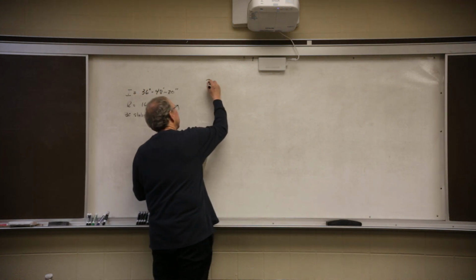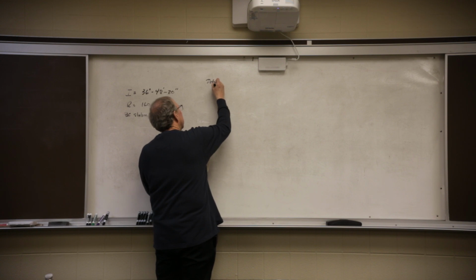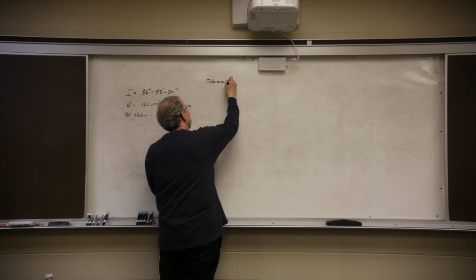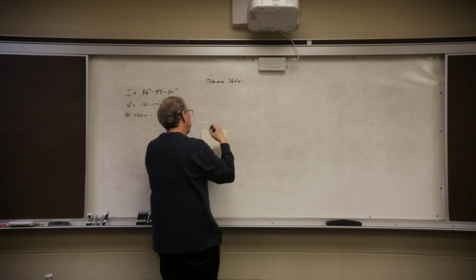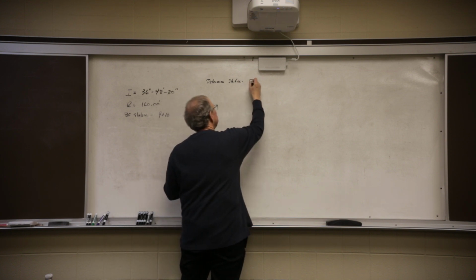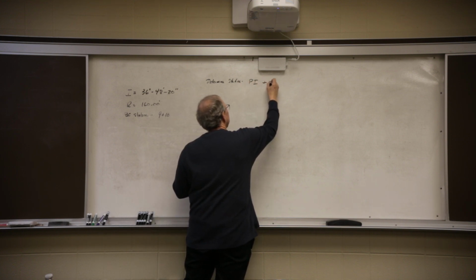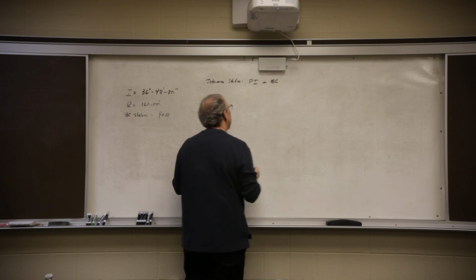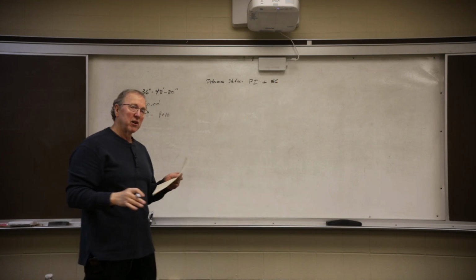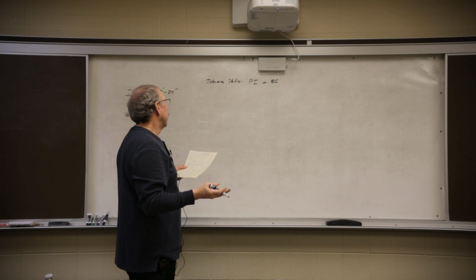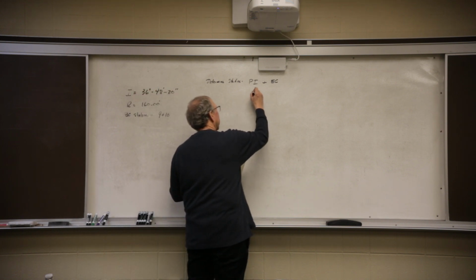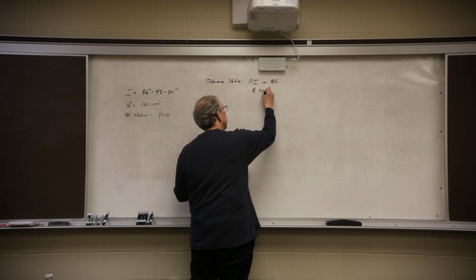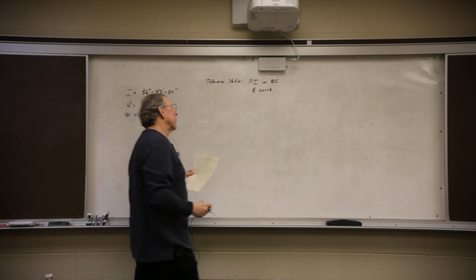So first thing I'm going to do is determine stations of the PI and the end of the curve. And I'm also going to find the station of the middle of the curve. So I'm going to put here center line of curve. So I need those stations.